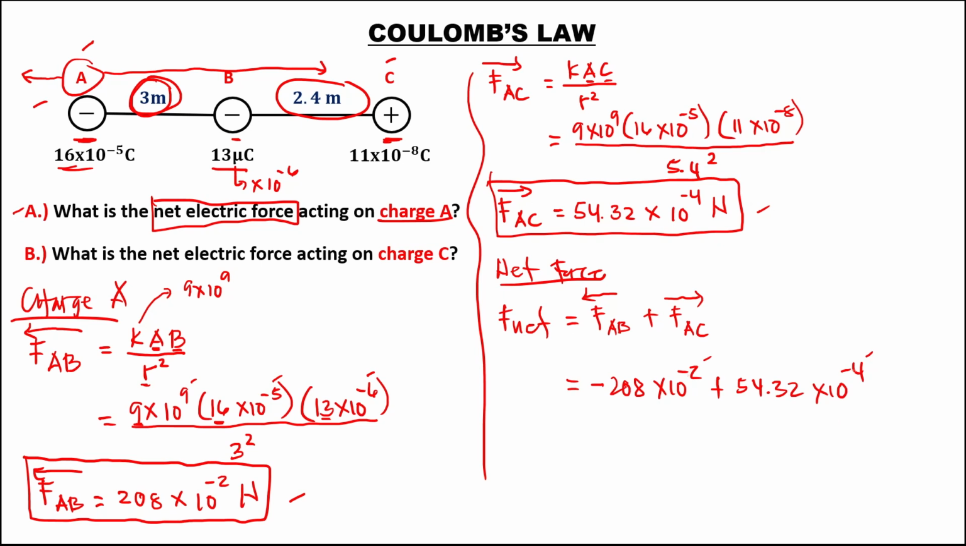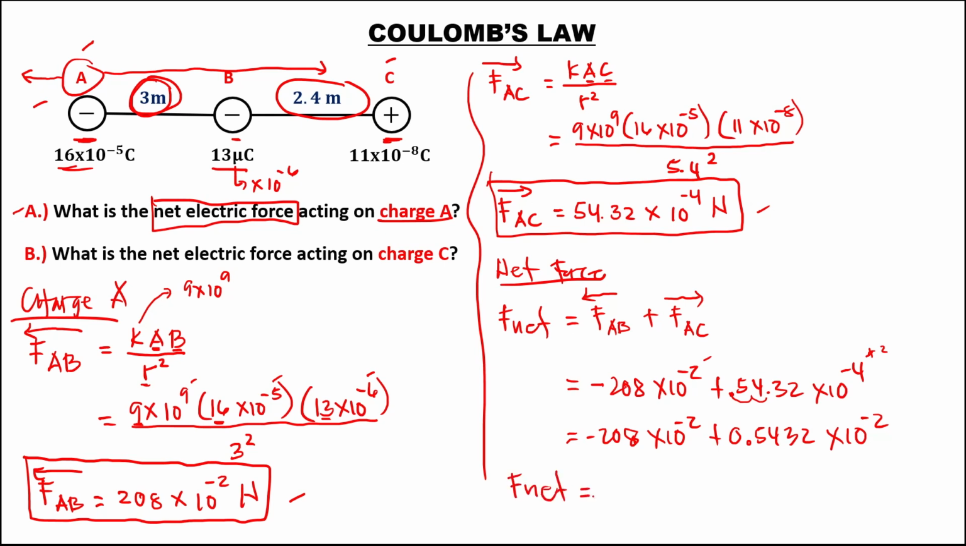Since 2 and 4, the difference is 2, so we need to move twice to the left. So we have 1, 2, and this becomes plus 2. So this becomes negative 208, then times 10 to the power negative 2, then plus, this becomes 0.5432, then times 10 to the power negative 2. So we have now the same exponents, so we can combine now these two numbers.